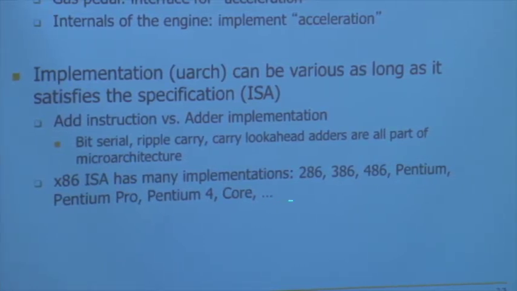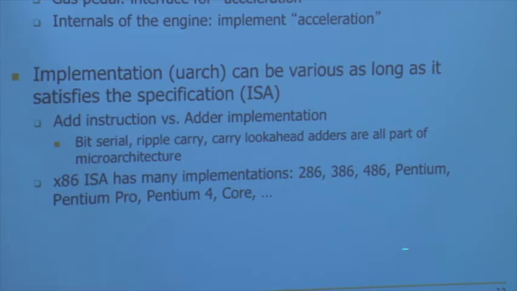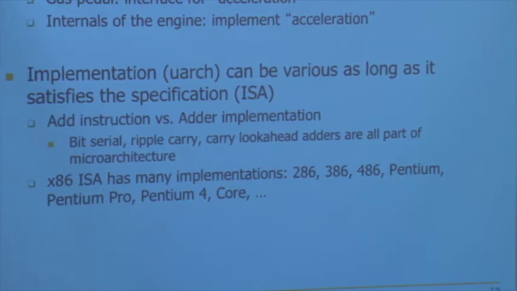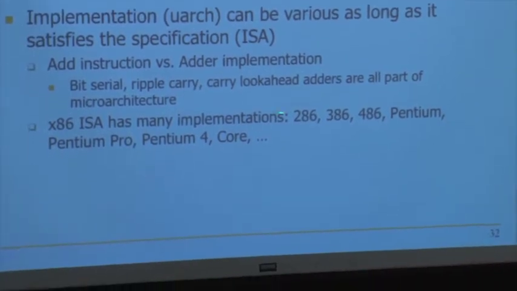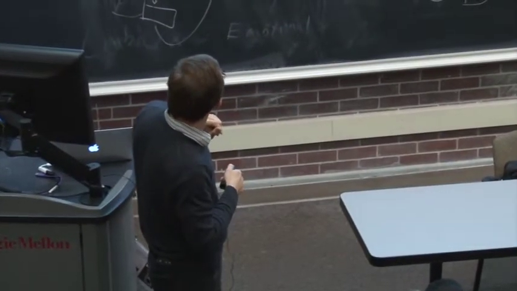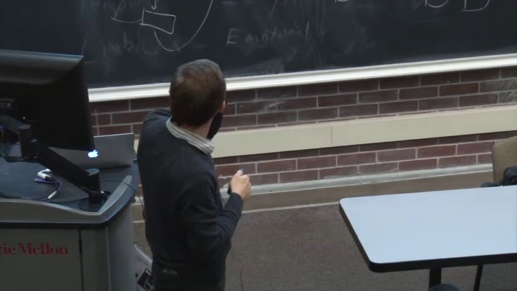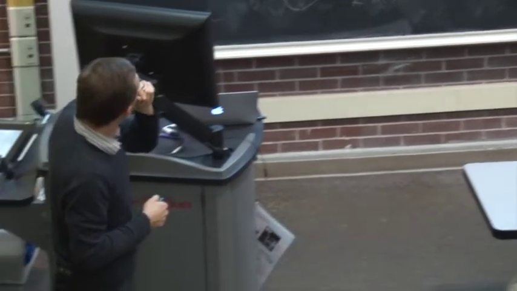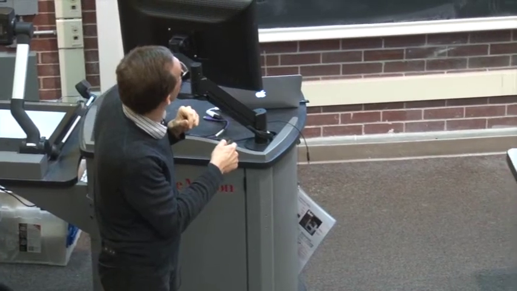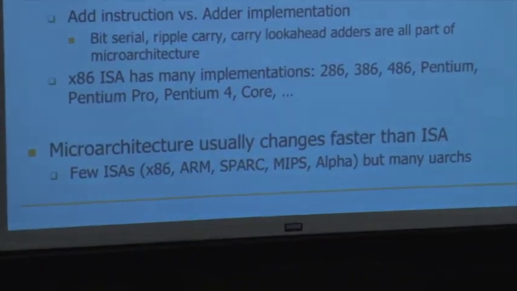I cannot keep up with this, so you can add the dots probably. I can add the backward parts. But yeah, so the microarchitecture is a particular implementation of an ISA. And OK, you can look at the adders in each of them. As a consequence of this, microarchitecture usually changes faster than ISA, because it's really an implementation.